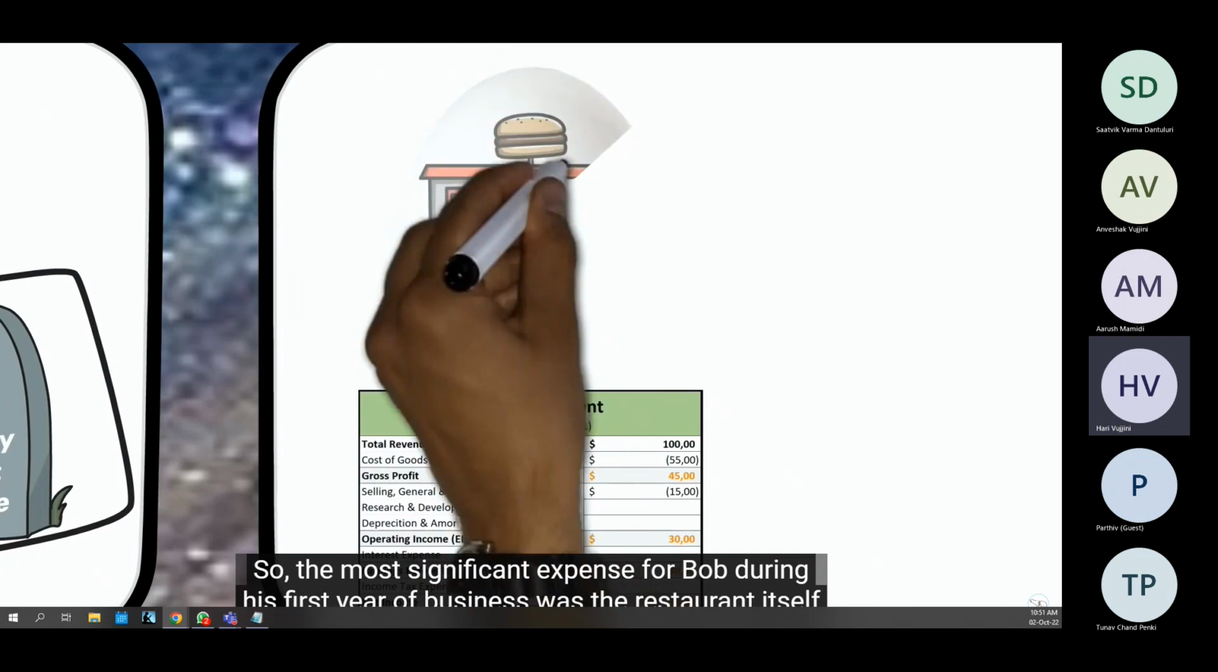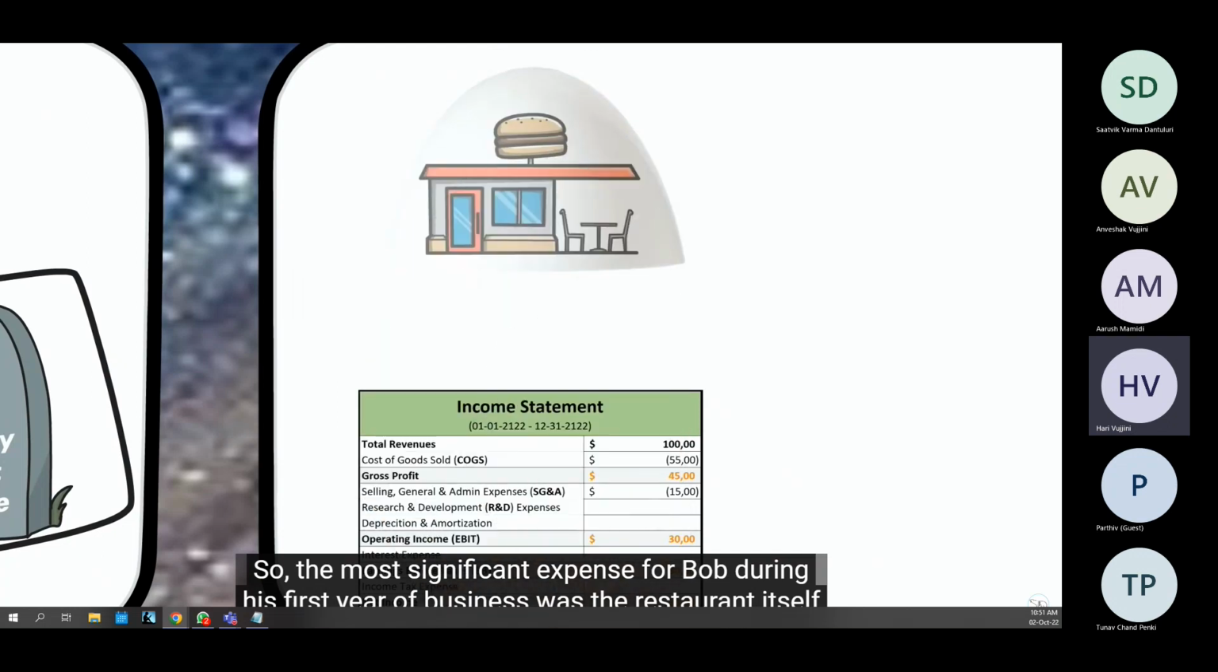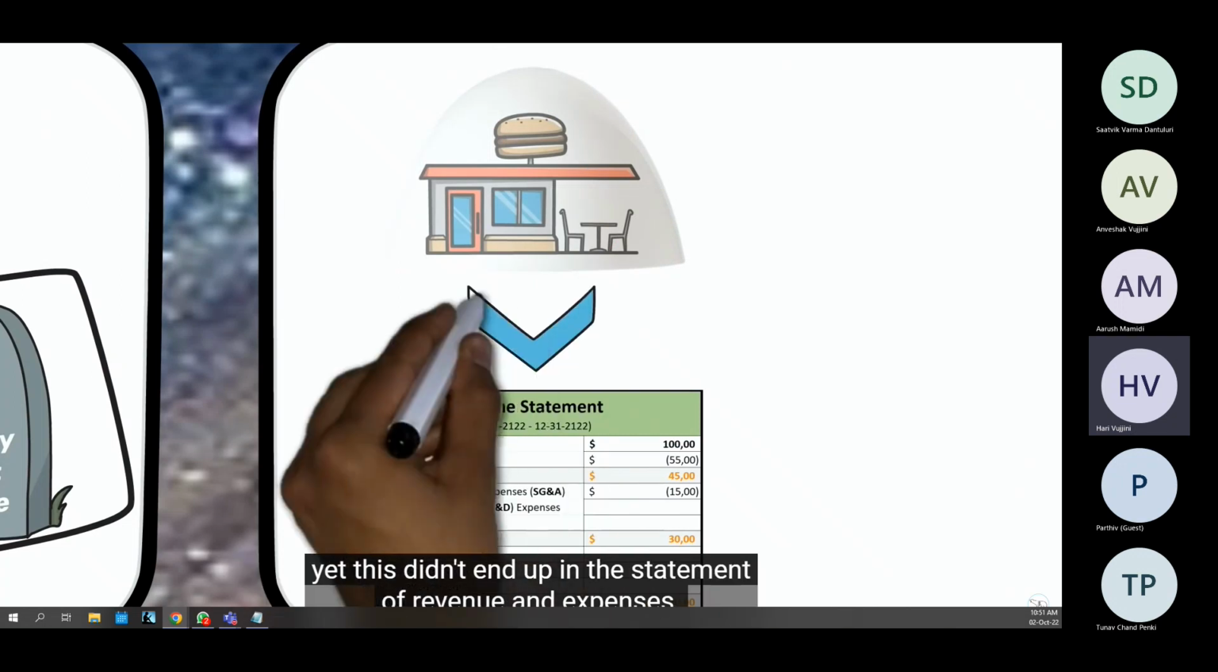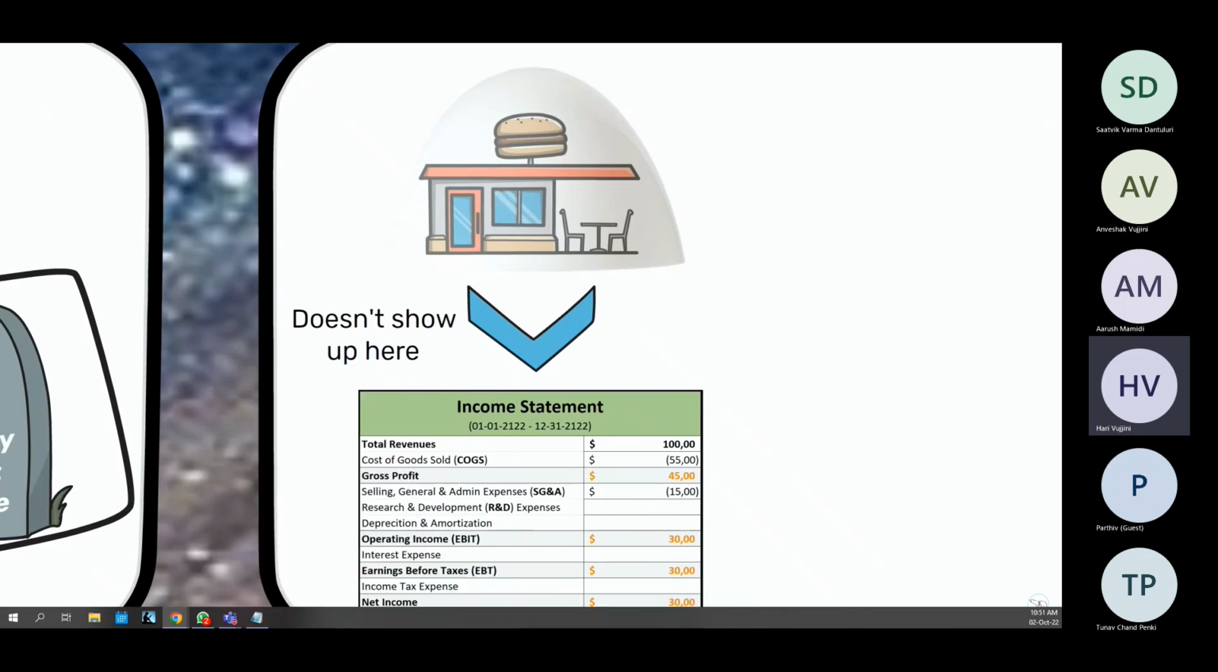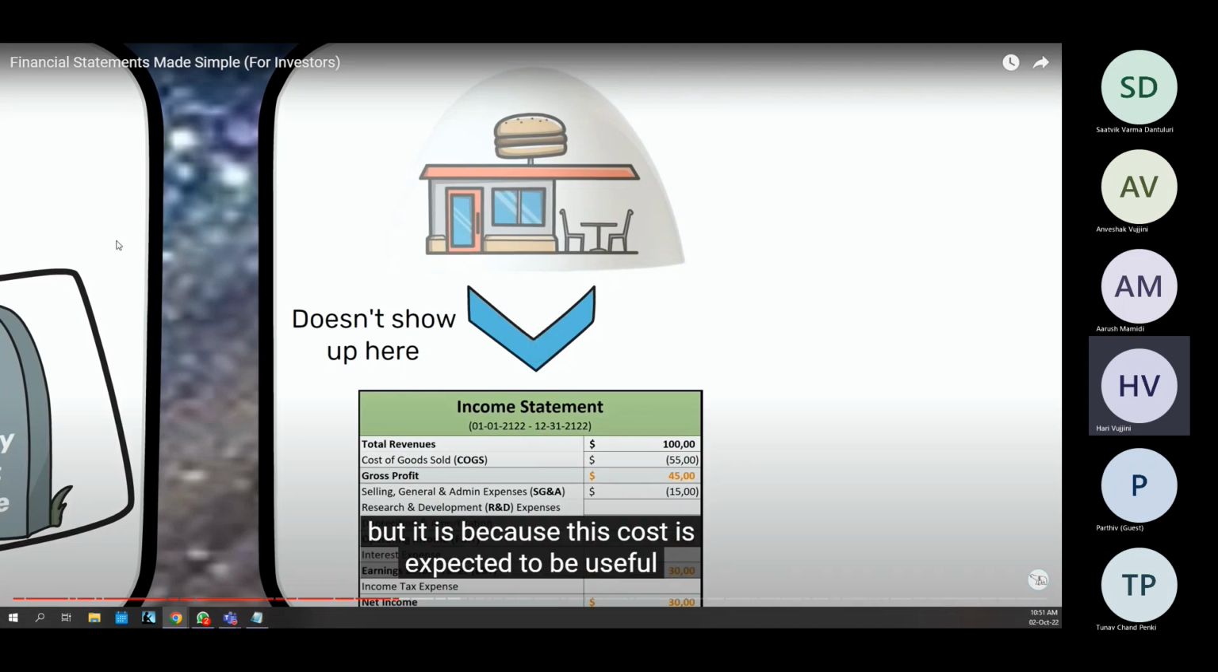So, the most significant expense for Bob during his first year of business was the restaurant itself. Yet, this didn't end up in the statement of revenue and expenses. That might sound a bit strange, but it is because Tino, you have a question?